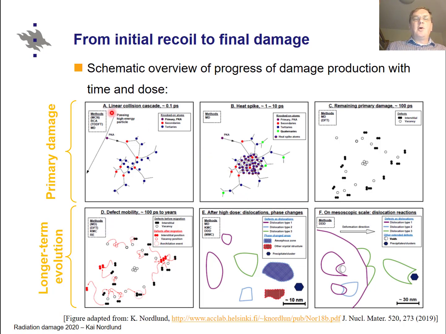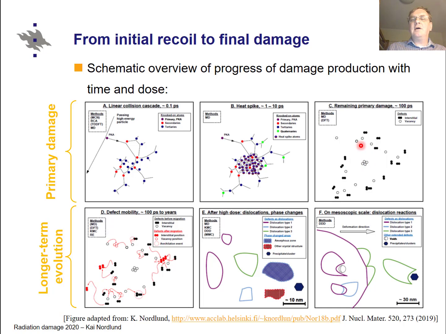Still a little bit more detail about the physics and about the timescales of what's going on. In the beginning we have the linear collision cascade, which is the ballistic phase. This is what the binary collision approximation can describe. This phase lasts about 0.1 to 0.2 picoseconds, really never much longer than 0.2 picoseconds. But after that one has this set of many-body collisions, which is often also called a heat spike. And from the heat spike many-body collisions, one finally gets the remaining primary damage.